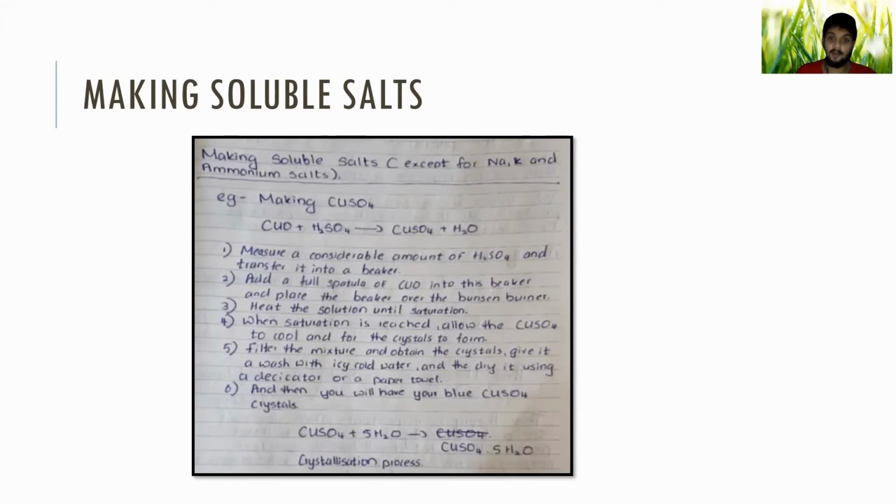So the first step is to measure a considerable amount of sulfuric acid and transfer it into a beaker. That means you are taking your reactants first, preparing a reactant. So you get sulfuric acid first, then in the second step, you get a spatula.